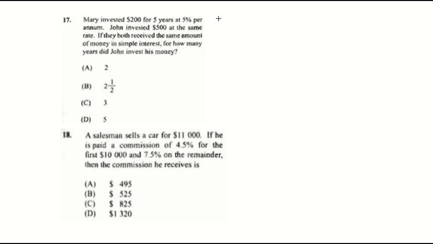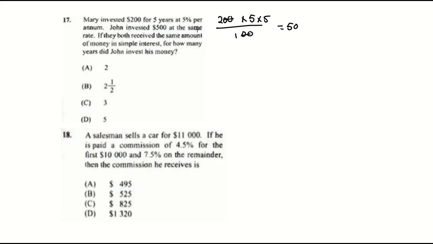So first off, Mary invested 200 for, is that 5 years? 5 years at 5% per annum over 100. 5 times 10, that's $50.